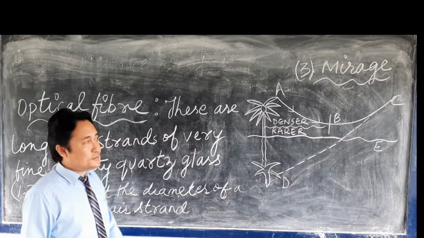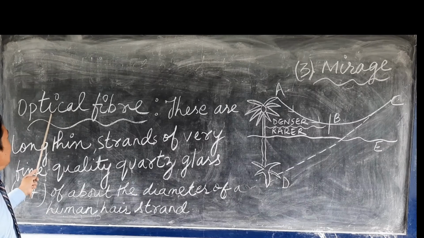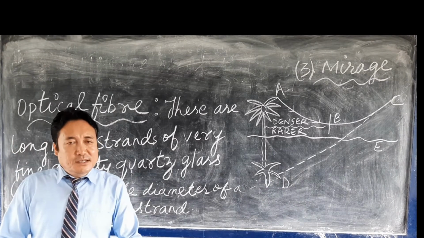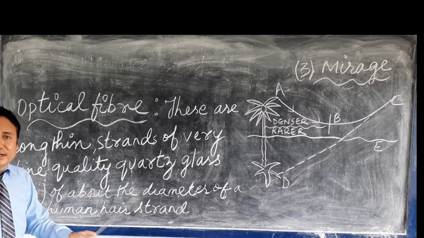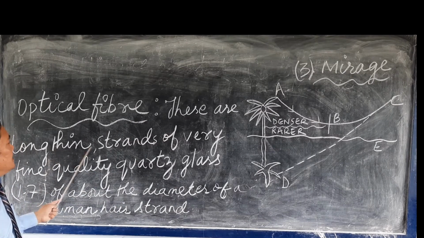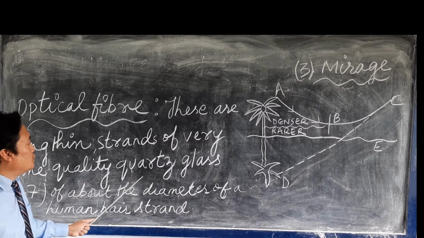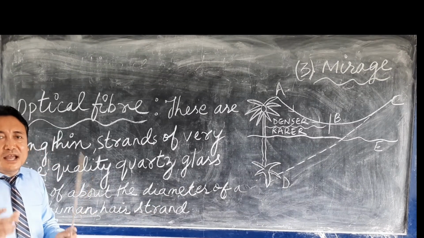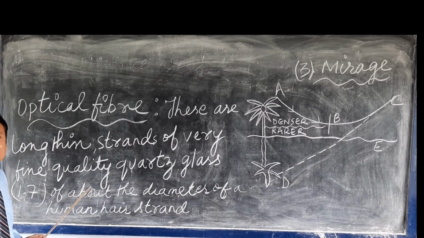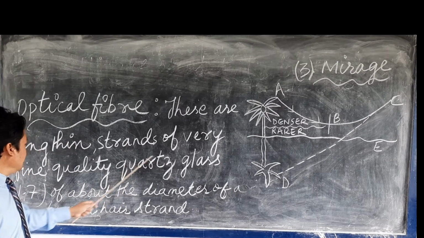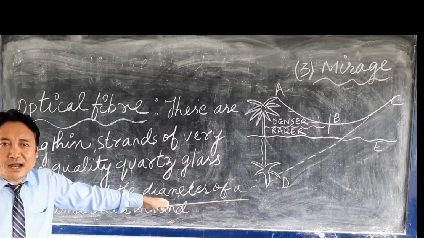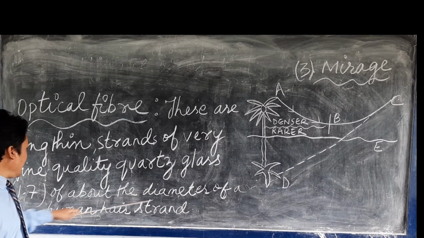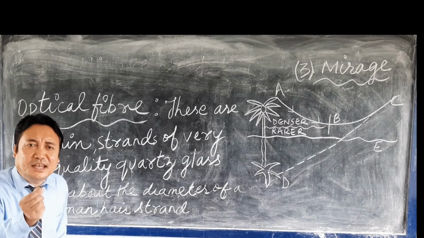Now the next point is the application, the uses of optical fiber. That means the uses of total internal reflection. One use of total internal reflection is the optical fiber. Now, what are these optical fibers? These are very long thin strands of very fine quality quartz glass, having a refractive index of 1.7. The diameter of that quartz glass is about the diameter of a human hair. They are very tiny, very small.